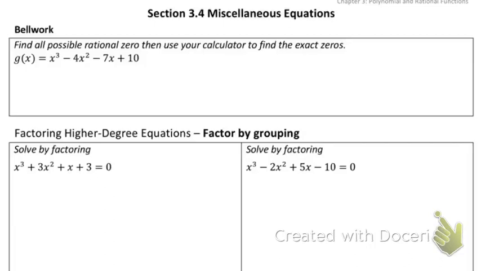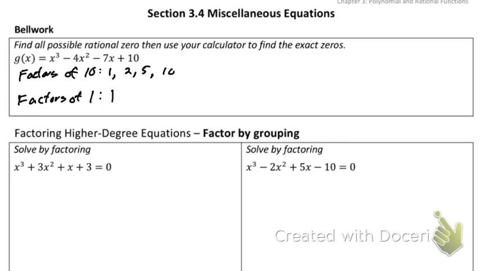We would find all the factors of our constant, which is 10. My factors of 10 include 1, 2, 5, and 10. Then we have to find the factors of our leading coefficient, but this is pretty nice. It's just 1. The factors of 1 are just 1. So now we take all of these and put them over 1: 1 over 1, 2 over 1, 5 over 1, 10 over 1.